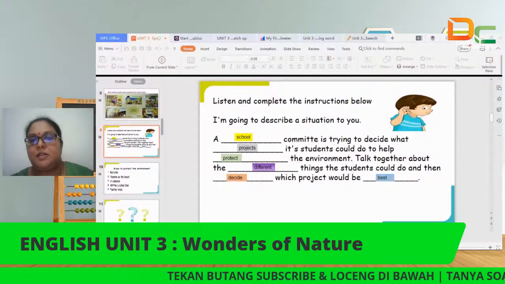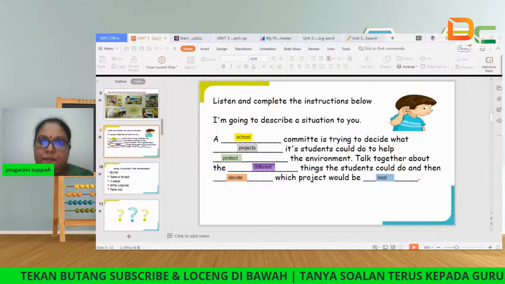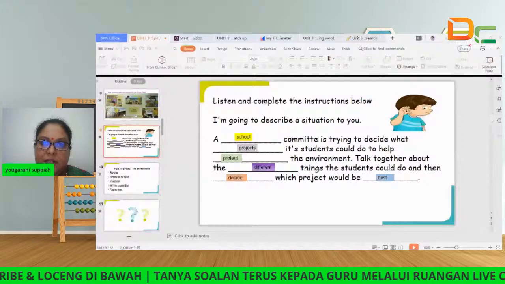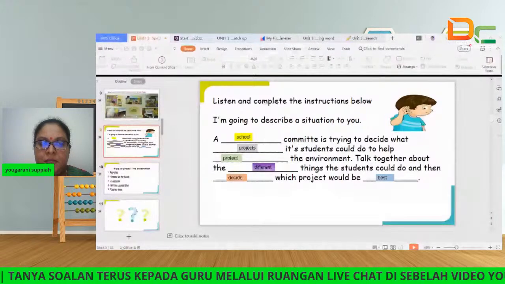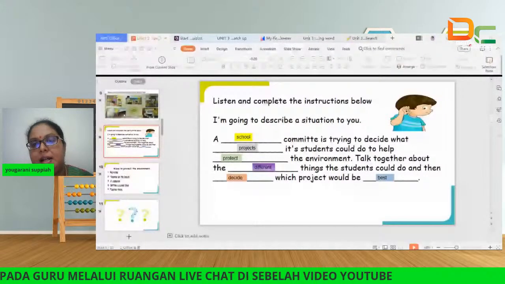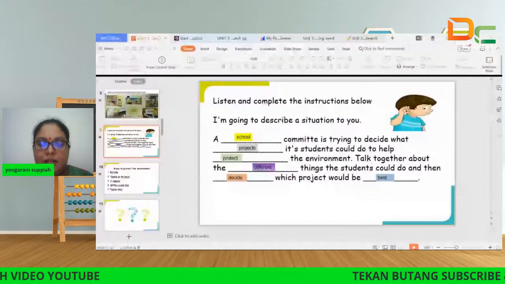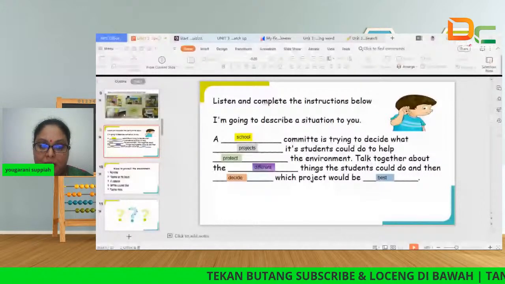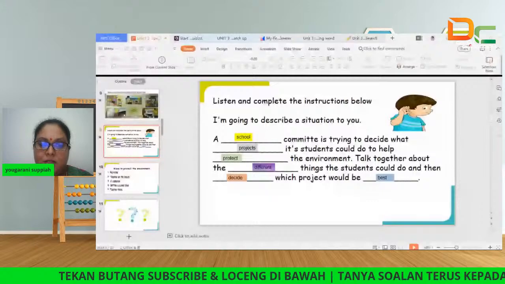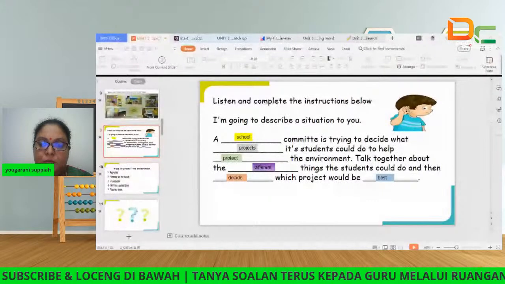Okay, let's look at the third point. The third point given is a campaign. What types of campaign help to protect the environment? Who can help you with the campaign? Why must you campaign to protect the environment?